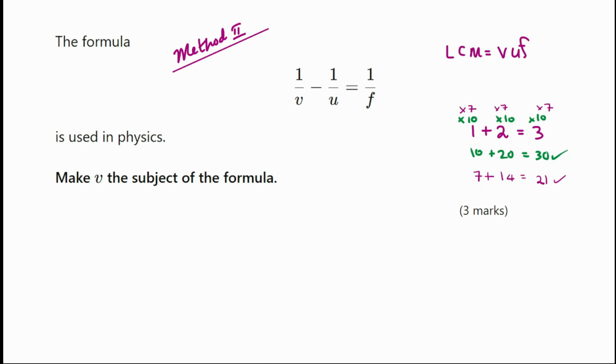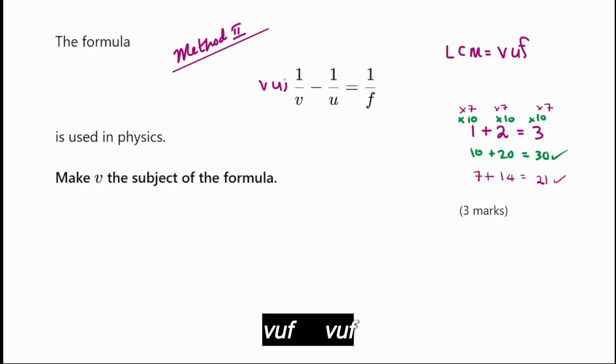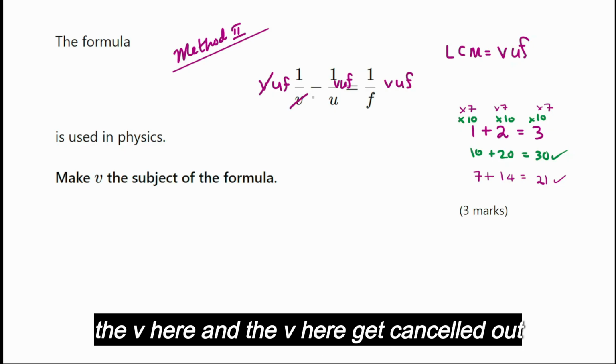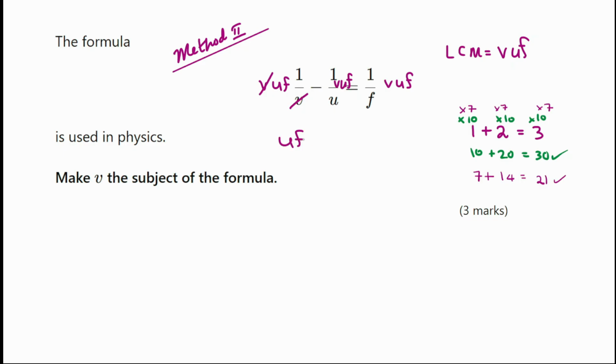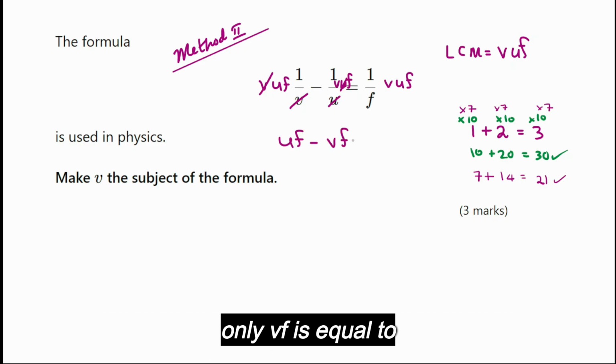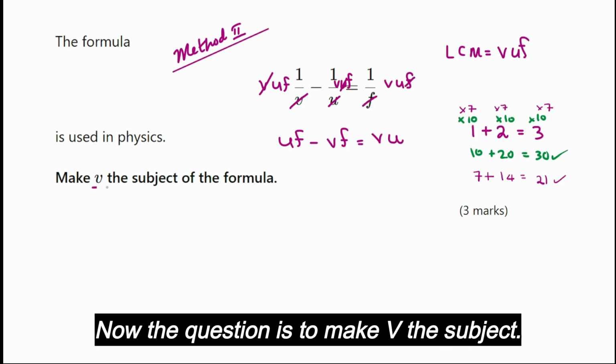thing to each one. So we are going to multiply each term by VUF. Now, the V here and the V here get cancelled out, leaving only UF. This U and this U get cancelled out, leaving only VF is equal to, the two F's get cancelled out, leaving VU. Now, the question is to make V the subject.